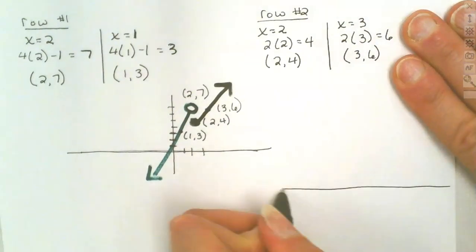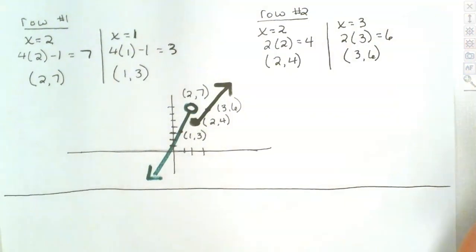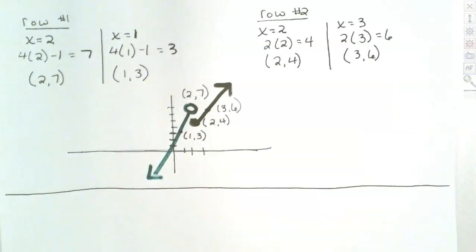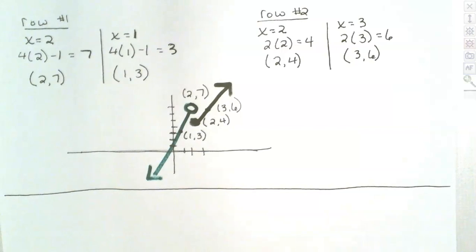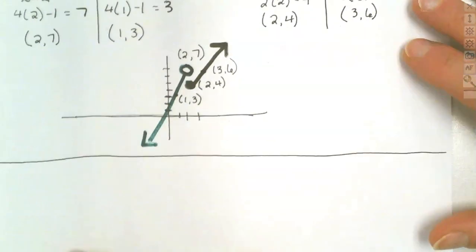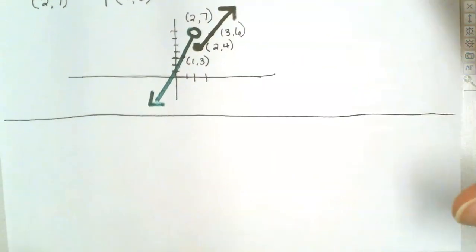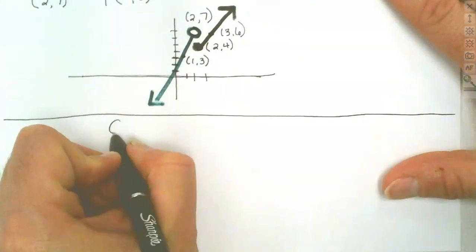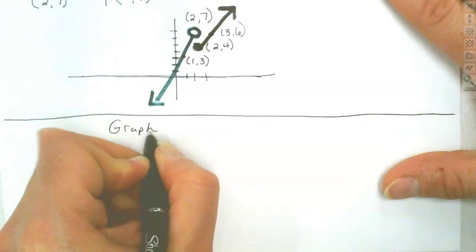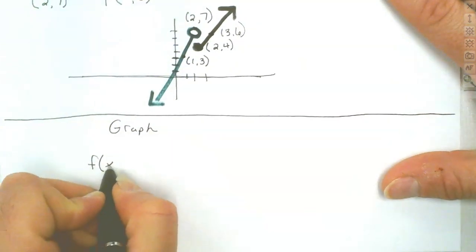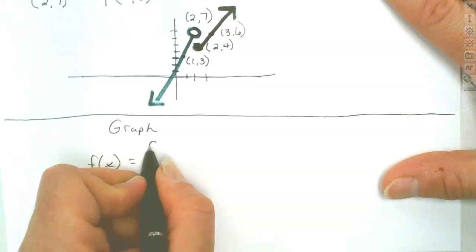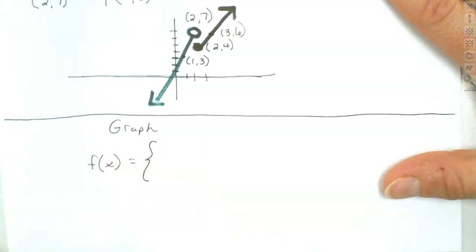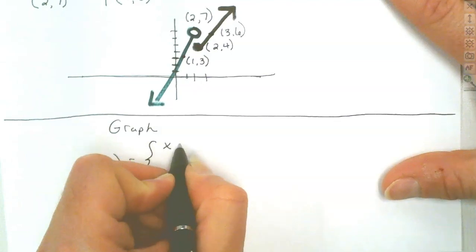So we've so far seen how to do these with 2 rows. Now we're going to move on and we're going to look at one that has 3 rows. We'll do the same process. And we're going to have to pick 2 points in each row. So we're going to have to get 6 points total. So how about we try to graph this one? And let's try and graph f of x. And this one's going to have 3 rows. So let's try and graph x minus 1.